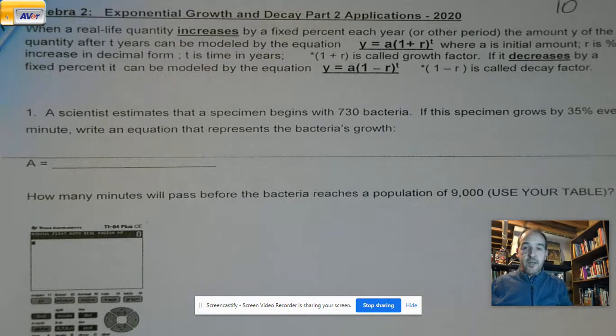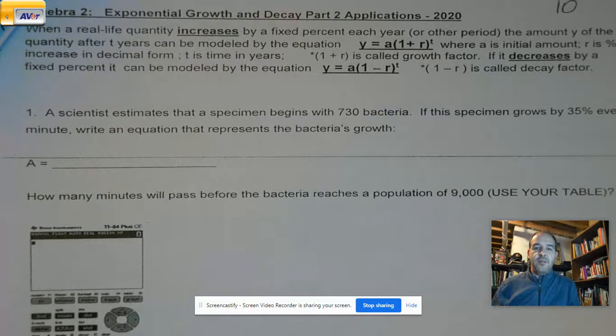We are into day 2 of exponential growth and decay, but now we're actually going to get into the applications. Hey, when am I ever going to use that part? So a couple of real basic things to look at here at the beginning. First one is when a real life quantity increases by a fixed percent each year or day or month or whatever it happens to be.